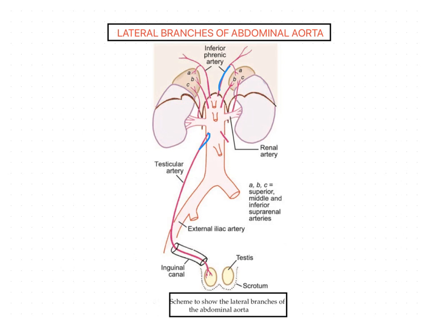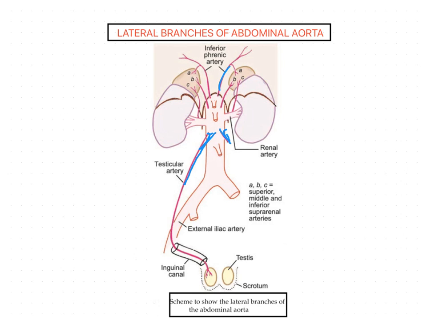Here you can find that the gonadal arteries are small and arise from the front of the aorta, below the origin of the renal arteries. So below the renal arteries, the gonadal arteries arise. Each artery runs downwards and slightly laterally.